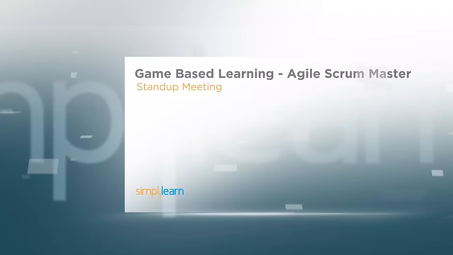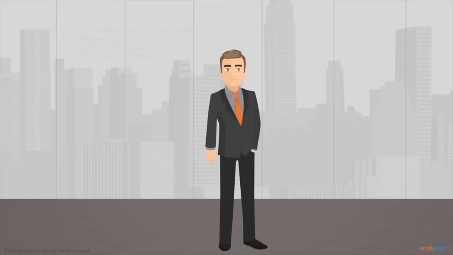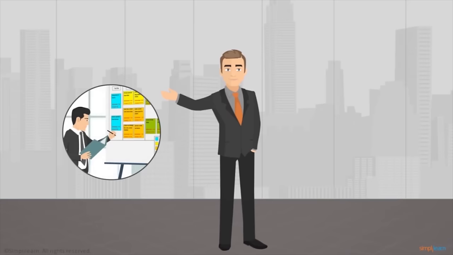The product team has taken up a new project called Weathermaster. The team is planning to move to Scrum methodology, and this is an outline of its first Scrum meeting. Time boxed to 15 minutes, Rick is the Scrum Master of this meeting, where the team members discuss what they did yesterday, their plans for today, and the impediments they faced.